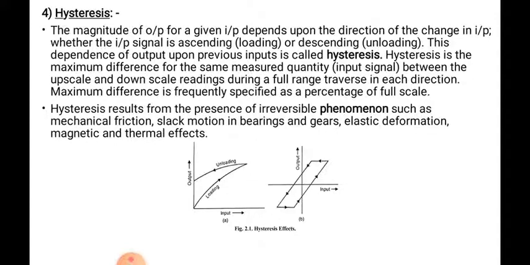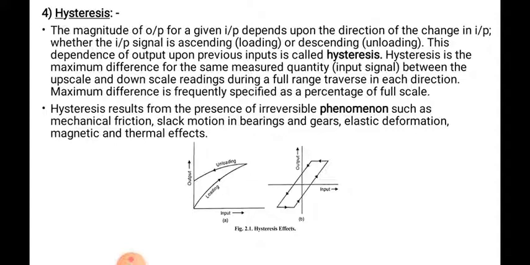So see here, the magnitude of output for a given input depends upon the direction of change in input. Means whatever magnitude of output is shown by the instrument, given by the input, depends upon the direction of change in input, by which the rate we are changing the input. Whether the input signal is ascending, that is loading, or descending, that is unloading.